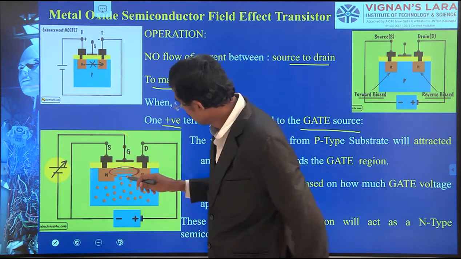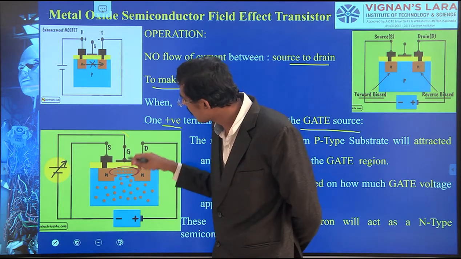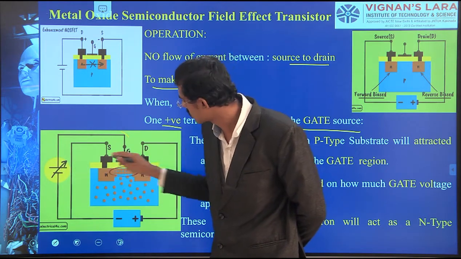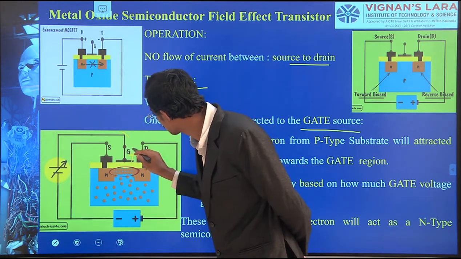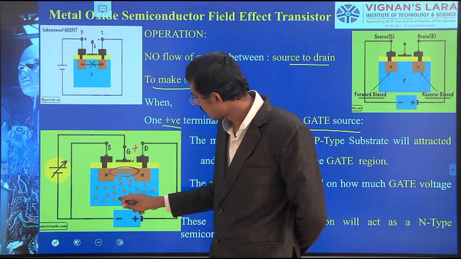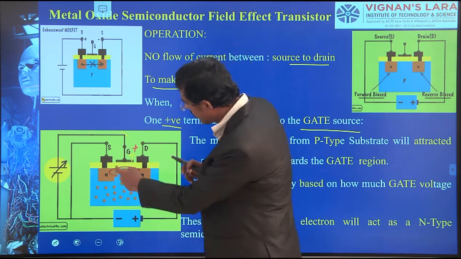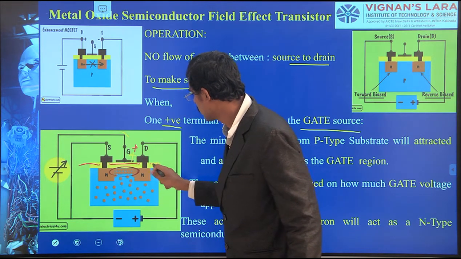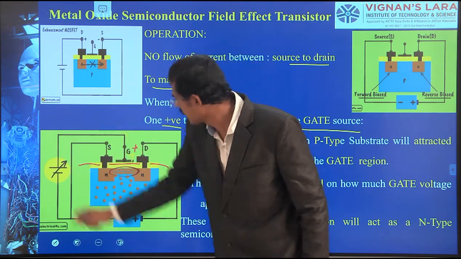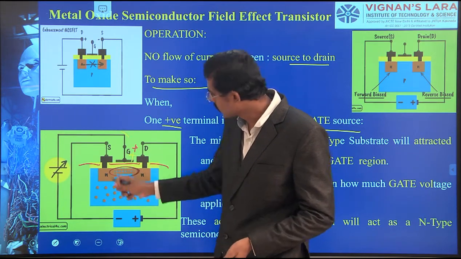What happens? This substrate has some electrons. These electrons are attracted by the positive. Here it is positive, which means this zone is positive. So these electrons will be attracted towards there. If they are attracted here, we have an insulator. It cannot cross and it cannot flow, but the electrons accumulate at this point.